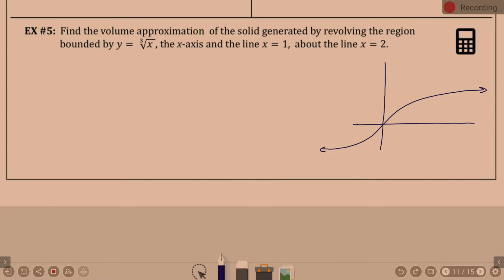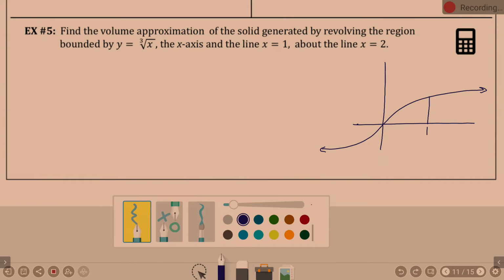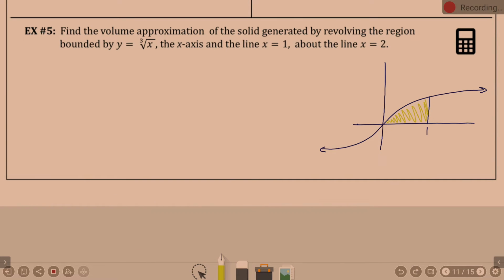Now, I probably should not have drawn that all the way over. I probably need to end it. So y equals cube root of x, the x-axis, that's just telling us our bottom border, yes? And the line x equals 1. Where is x equals 1? Not all the way over there, is it? So line x equals 1 just means we are going to be looking at this piece right here, yes?